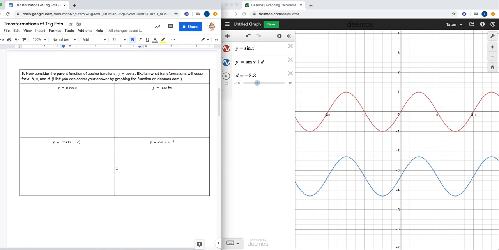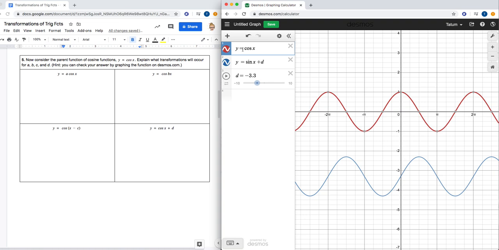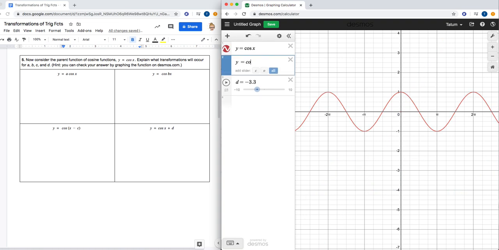Moving on to number 5. For number 5, instead of having the sine function now, we want to explore the same for a cosine function. So you're going to go back here, and instead of graphing a sine function, you're just going to change it to the cosine function. And you're going to have a times the cosine of x. Add a slider for a, and go through the same steps.